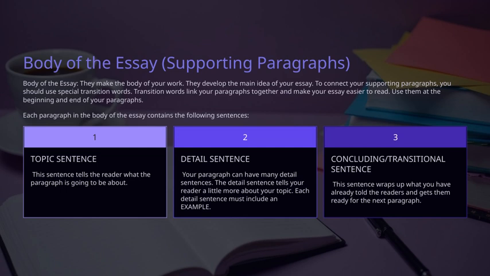For instance, if your topic is about healthy eating, your detail might include an example like how eating vegetables boosts energy. Finally, each paragraph should close with a concluding or transitional sentence. This sentence wraps up what you've discussed and prepares the reader for the next paragraph, maintaining the flow of your essay. So, in essence, the body of your essay is built on clear, well-supported paragraphs connected by transition words, making your overall argument stronger and easier to follow.